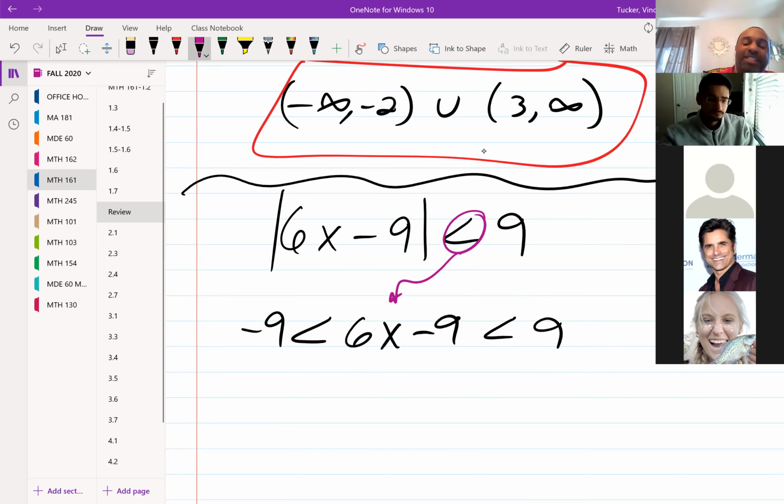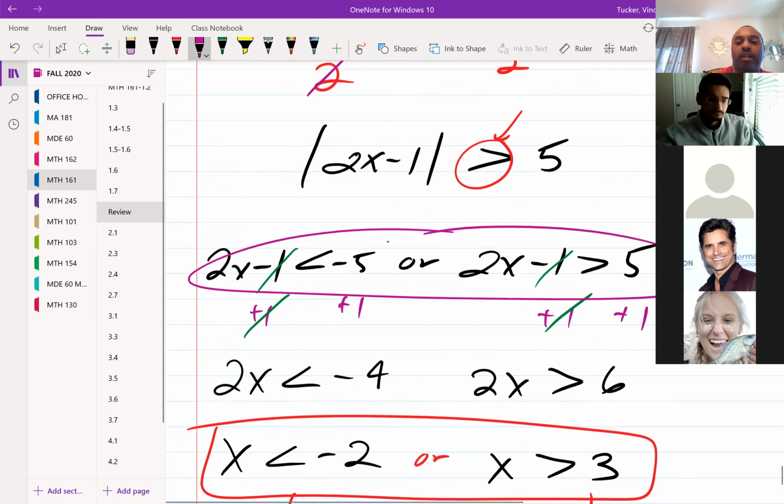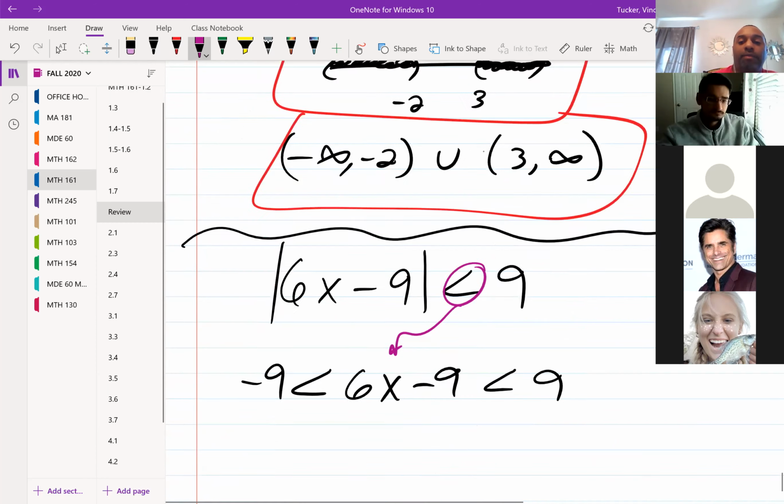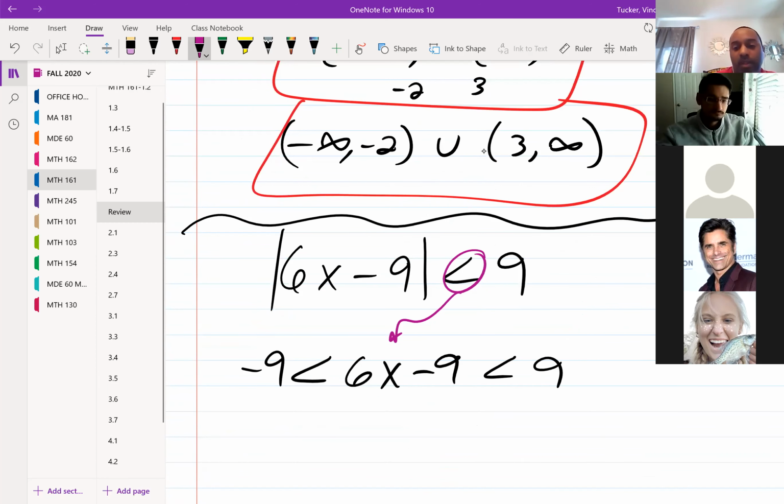So once you have this set up, before we go any further, is everybody okay with the difference? Once again, for greater than, you set it up this way. You're still using the opposite sign of your number and the opposite sign of your inequality. Then for less than, you set it up this way, still using the opposite sign of your number and the opposite sign of your inequality.